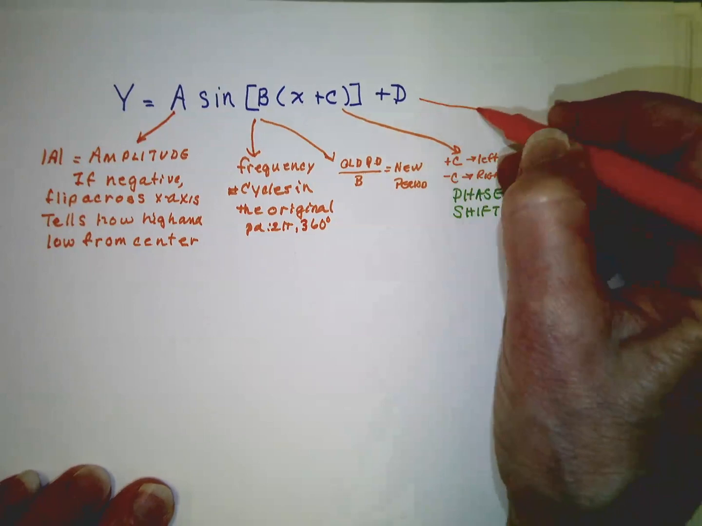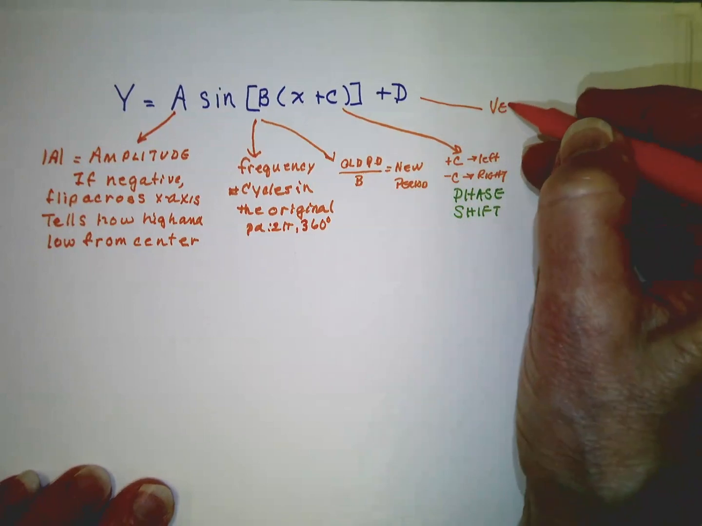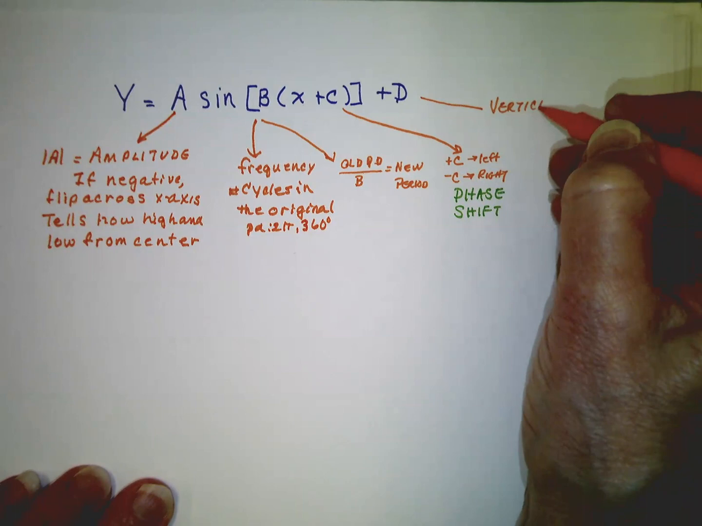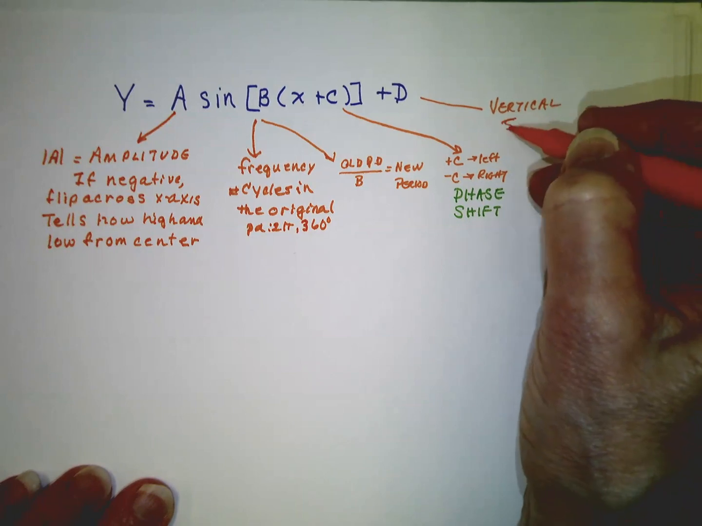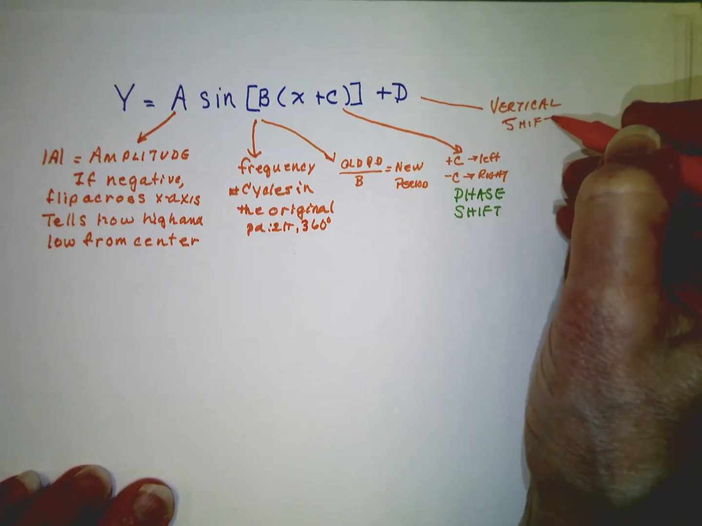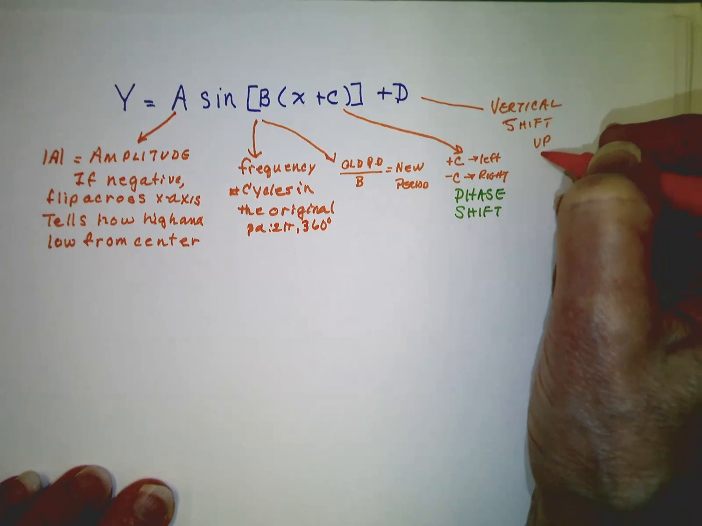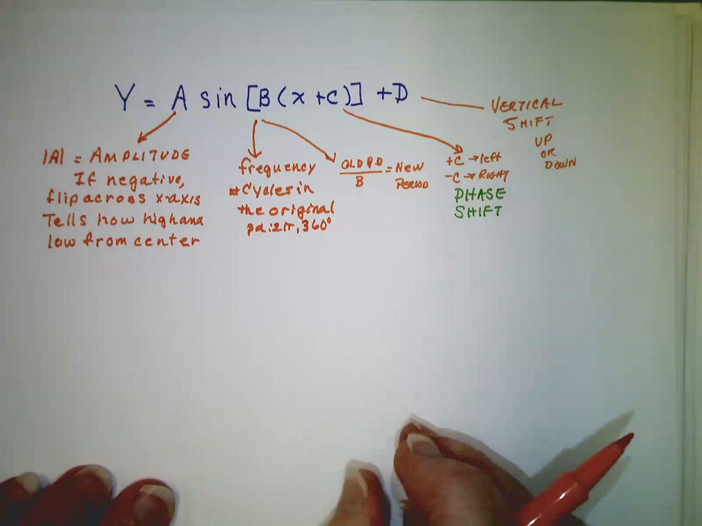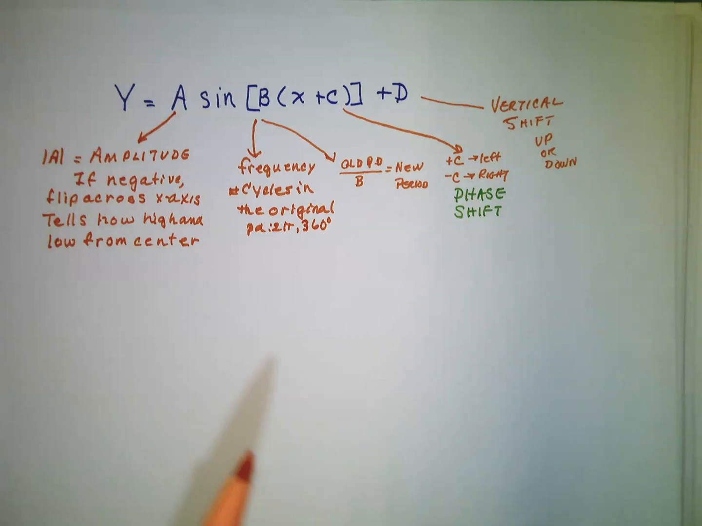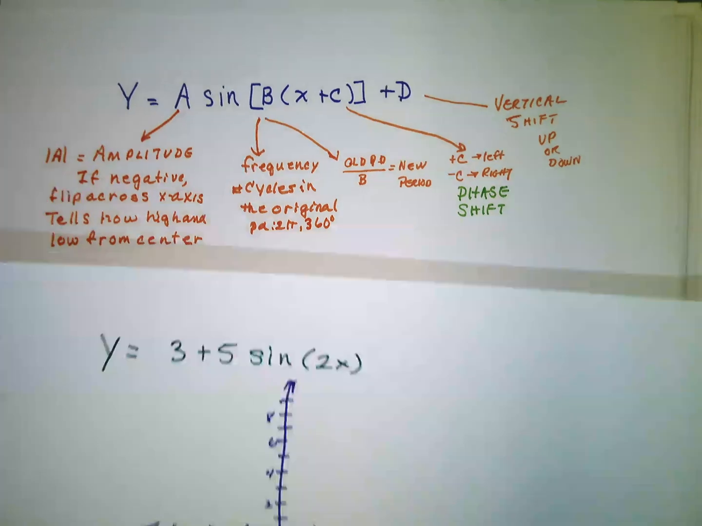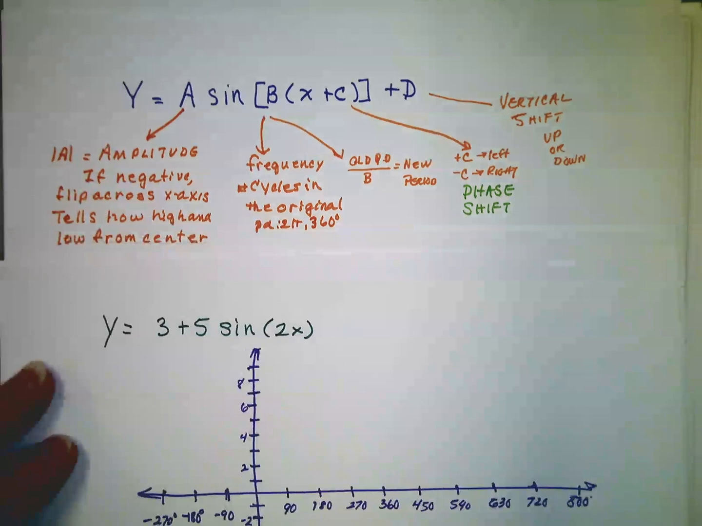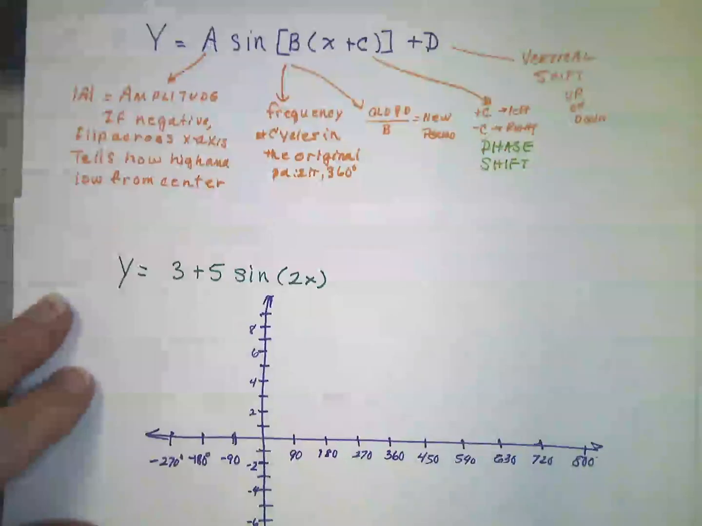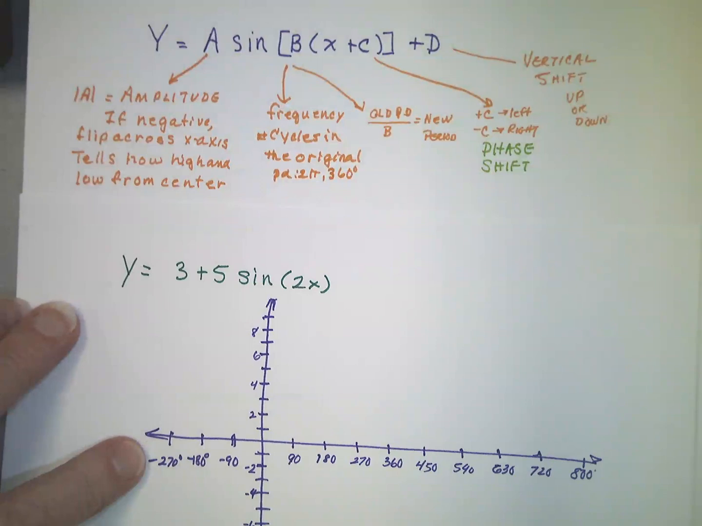And the D on the end, that is the vertical translation. The vertical shift, I'm going to call it, because that's easier to spell, and that's going to move up or down. And this is an interpretation of this major equation that we can use to put all these transformations together. So if we have an equation that sort of puts some of these things together for us here.